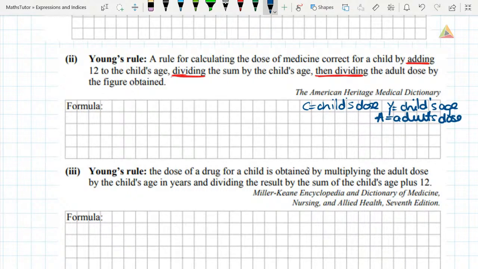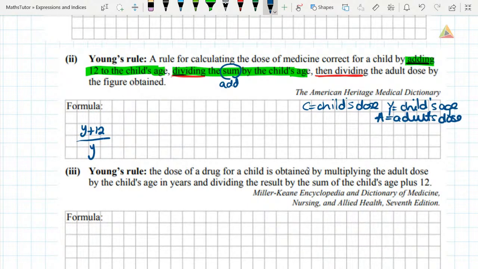Okay, so again, we're going to start by saying adding 12 to the child's age. So that's the first thing that I'm seeing here. Adding 12 to the child's age. So the child's age is Y, so I'm going to say Y plus 12. Dividing the sum by the child's age. So that's the next part. So dividing the sum. So remember, the sum meant to add them together. So there was our adding. So we have added them, and we're going to divide that by the child's age.